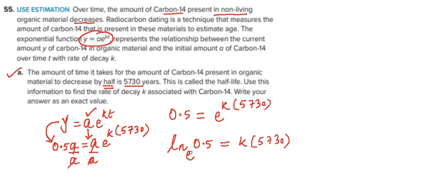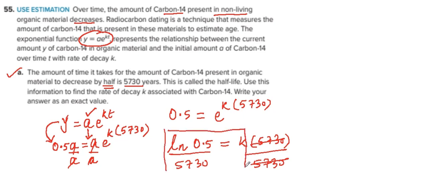So no need to write e here, because whenever ln is there, that means it is a natural log. So divide by 5730, divide by 5730, this is the value of k. So we got the value of k. Now remember this value, so I will write it here: k is equal to ln 0.5 over 5730. This is the value of k.